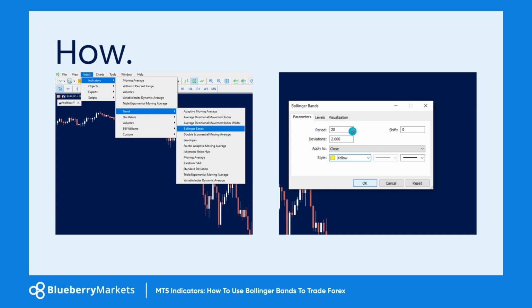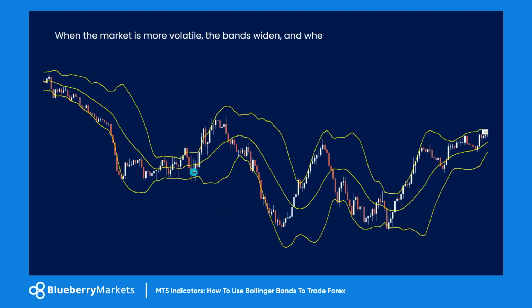This will bring up this pop-up box here, and what you'll be able to do is look and change the settings here. Now the settings by default are set to a 20 period simple moving average with 2 standard deviations, and that's very typical for Bollinger Bands. Now if you want to add that to your charts, you just select OK, and you'll now see them on your MetaTrader 5 charts.